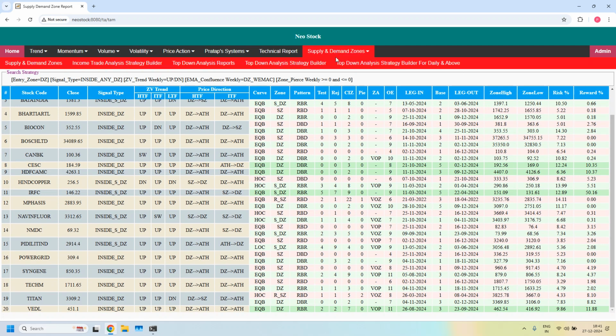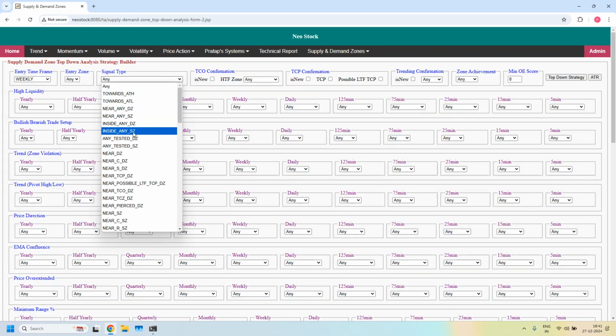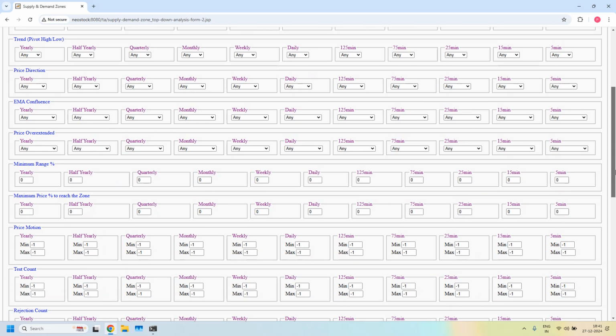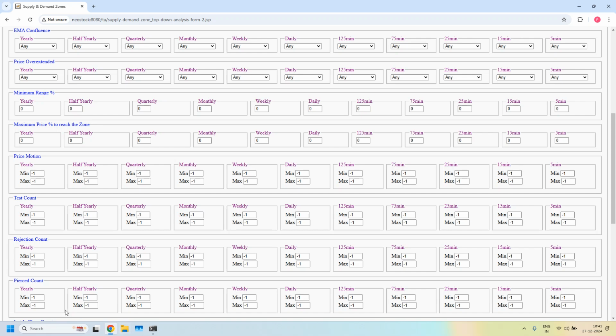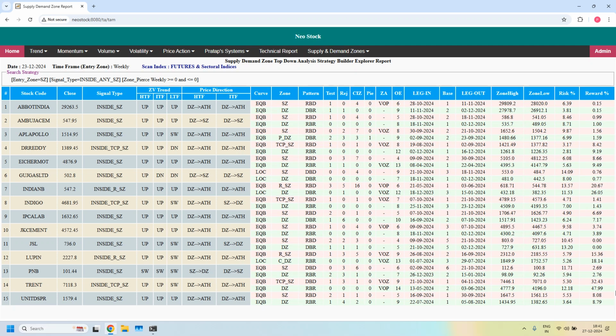Okay, next, weekly time frame. Price closed inside the weekly supply zone, and these weekly supply zones should not be pierced. So at pierced count parameter, weekly time frame, I am setting minimum value 0, maximum value 0. With these filters, we got 15 stocks. Currently price closed in these 15 weekly supply zones.